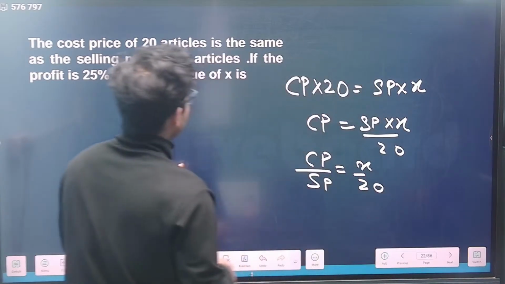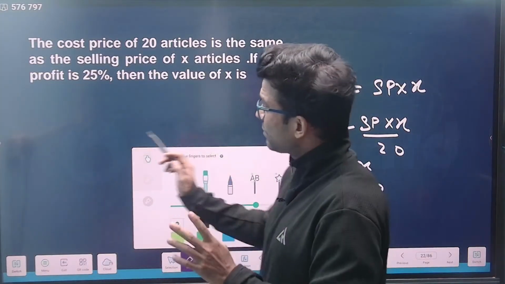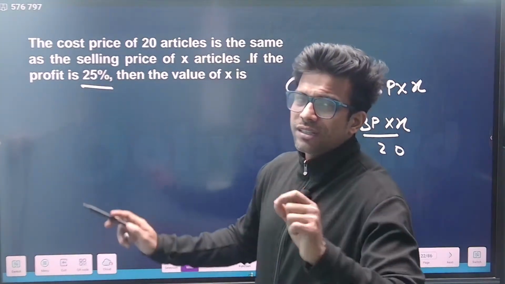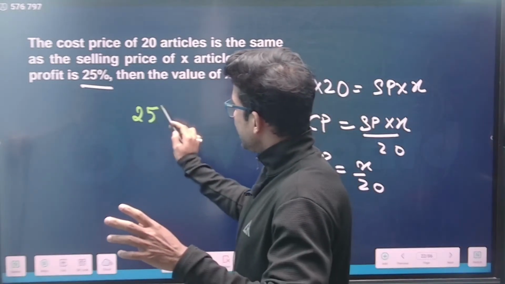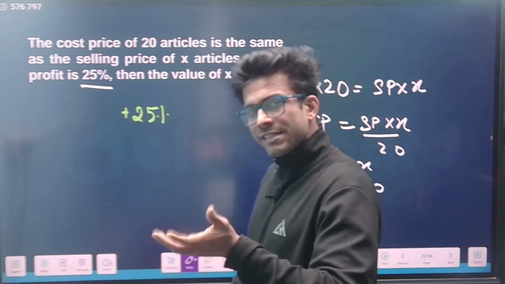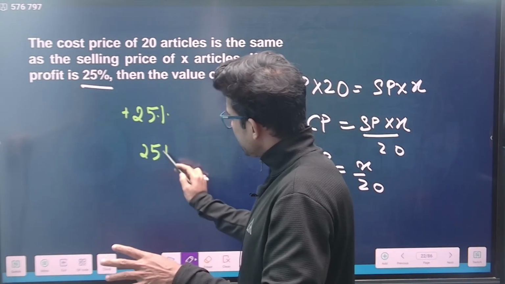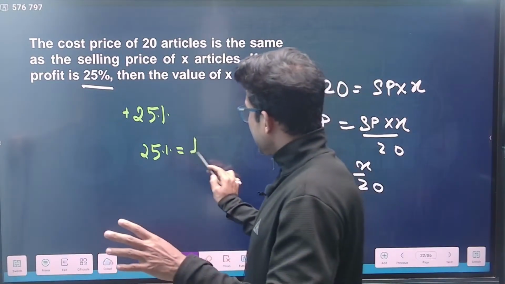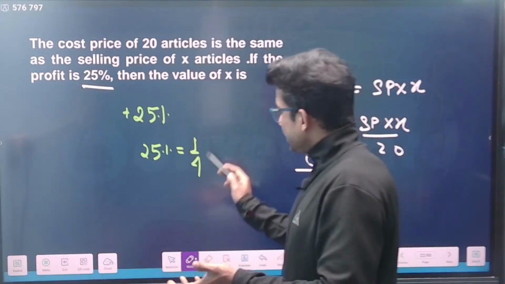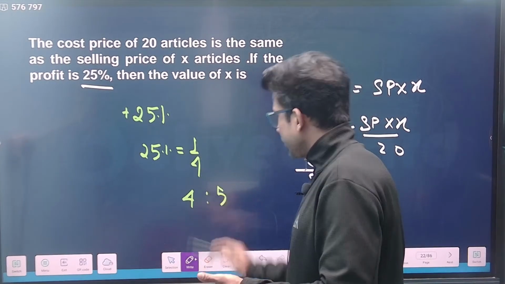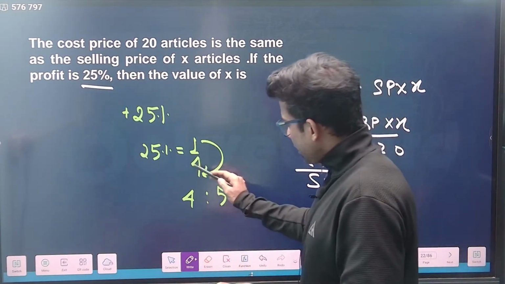Is it right? Which is equal to, again remember the point I always make you understand: if something is at a profit of 25%, what is the ratio form of it? If I say there's a profit of 25%, always write down the plus sign, because profit is happening. Then I know that initially the 25% as a fractional value is 1 by 4, correct? If there's a profit of 25%, then the 4 will become 5. How will the 4 become 5? Because this 1 will get added to the 4, correct?